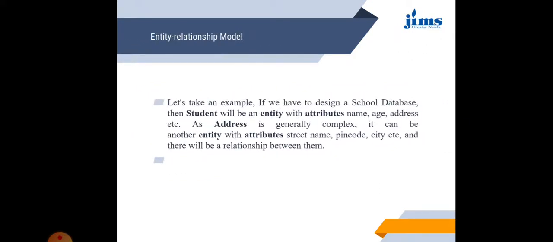So the entity relationship model, we are taking an example. If we have to design a school database, then student will be an entity and the attributes are name, age, address, etc. And address is generally complex. It can be another entity with attributes street name, pin code, city, etc. And there will be a relationship between them. So we will understand this with the help of a diagram.